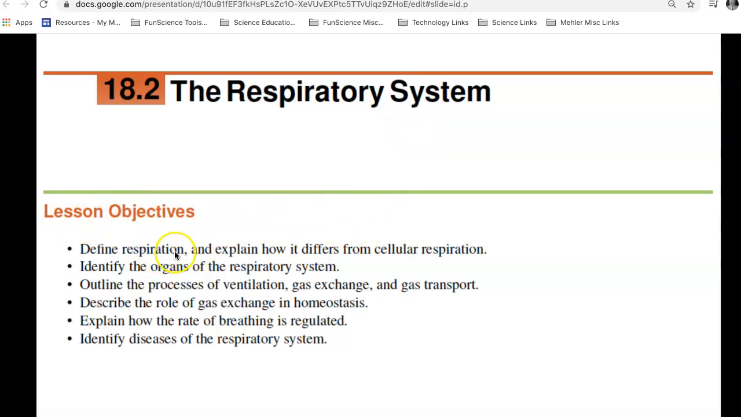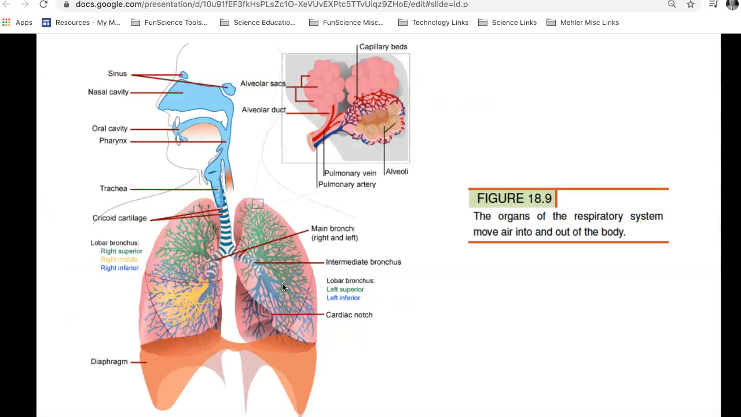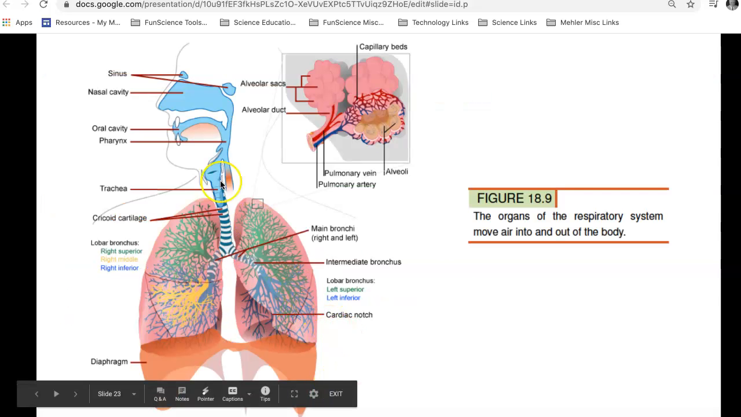So in 18.2, the respiratory system, we're going to look at these lesson objectives. We're going to be looking at respiration, how it's different from cell respiration, and the organs that take part. We're going to mention a couple of words with this diagram that I'd like you to take a look at.